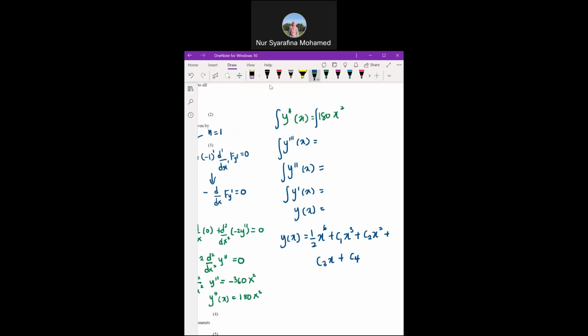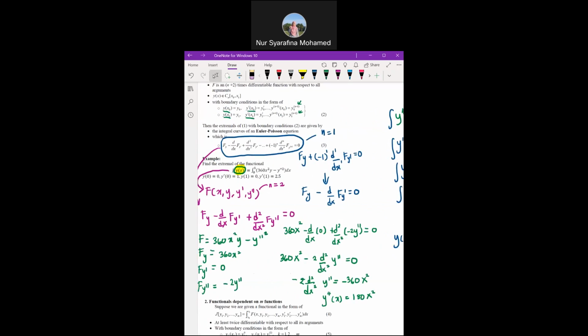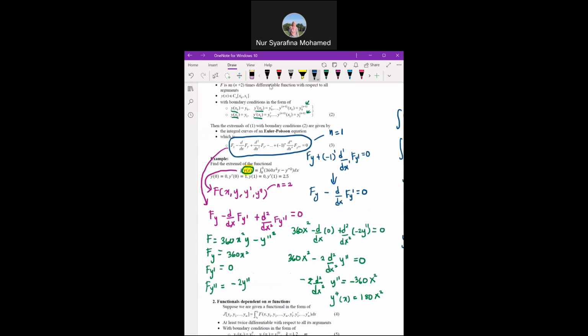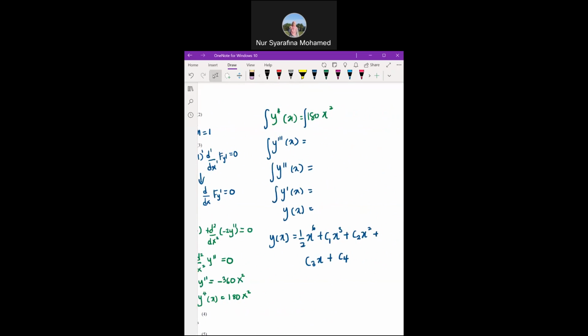And then apply the condition. The given conditions for this problem are y equals 0 at x equals 0, y prime equals 1 at x equals 0, y equals 0 at x equals 1, and y prime equals 2.5 at x equals 1. So now you find the general solution of the extremal y(x) first, then apply the condition.